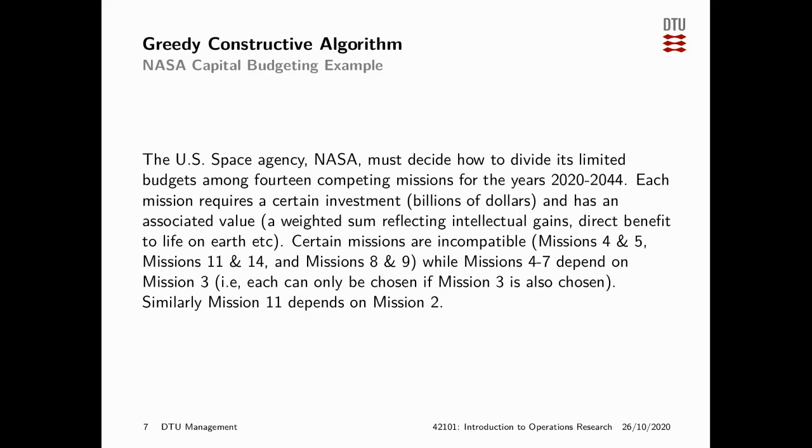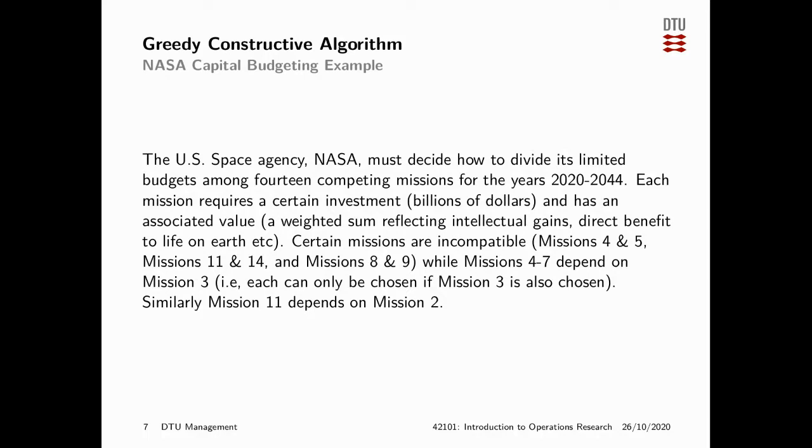To illustrate how to design a greedy heuristic, we're now going to look at a small example. This particular problem asks you to determine the best set of missions for NASA to run in the coming 25 years. It's an example of a capital budgeting problem. NASA has 14 possible missions from which they can choose. Each of these missions requires a certain investment in billions of dollars, and each of these missions gives you some value in return. We're looking for the value maximizing subset of missions.